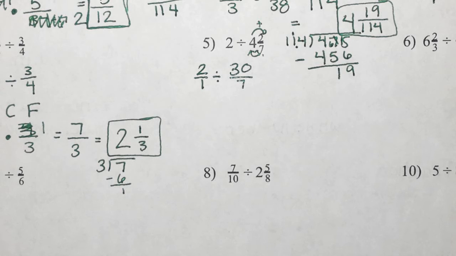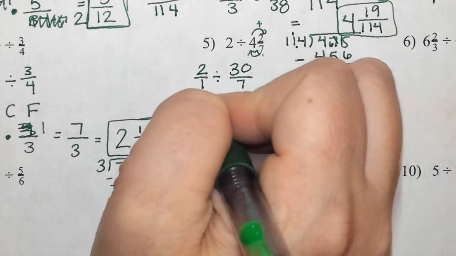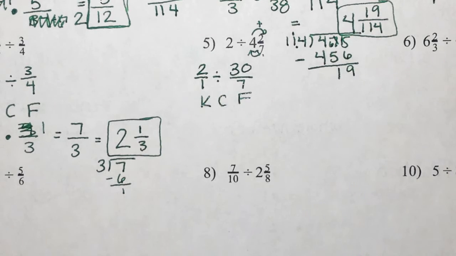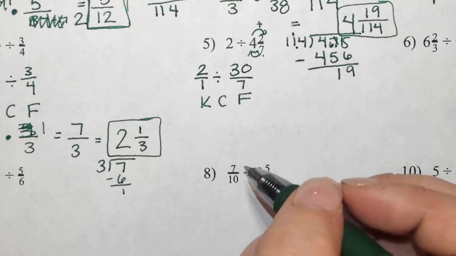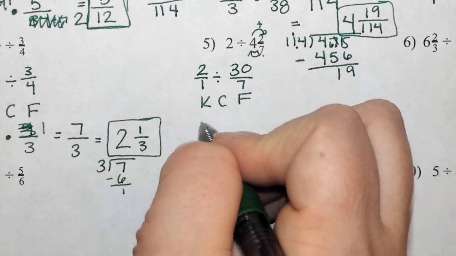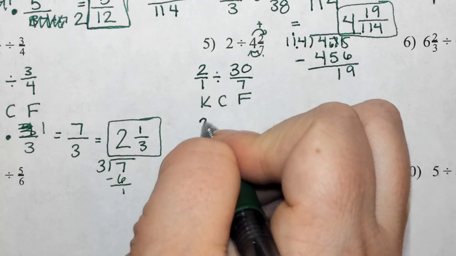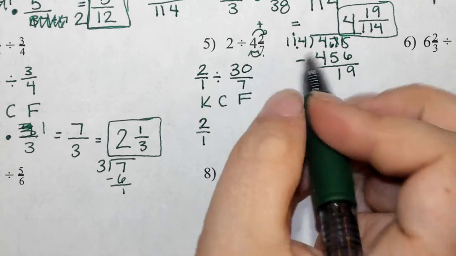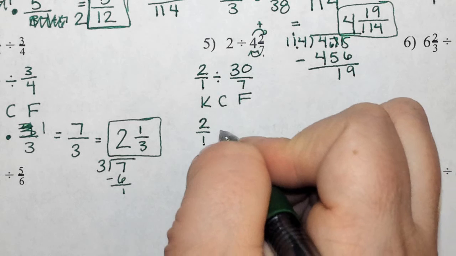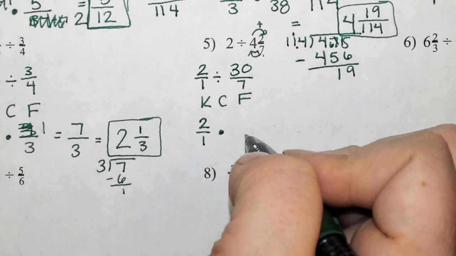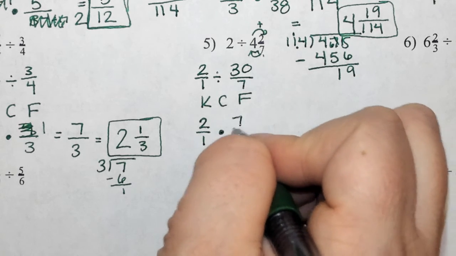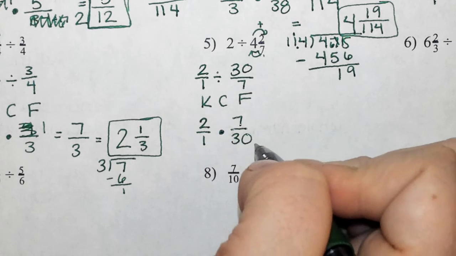All right? What do I need to do next? Raise your hand if you can tell me. What's going to be my next step? Keep, change, flip. And if you just want to say KCF, you can. I'm fine with that. So my first fraction in my new problem, what's it going to be? 2 over 1. What's going to be next? Multiplication. And then my last fraction? 7 over 30.